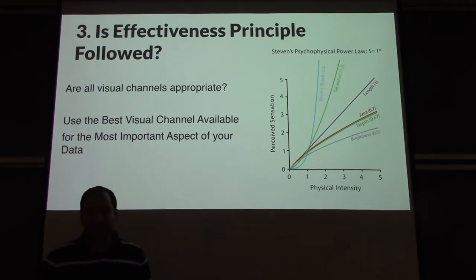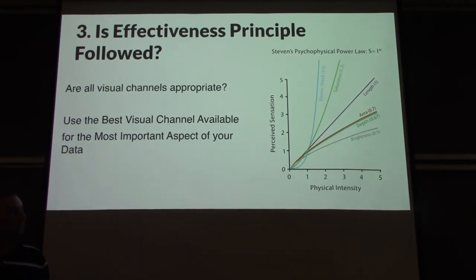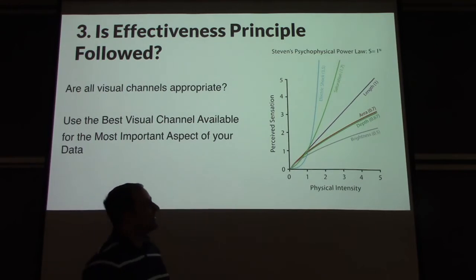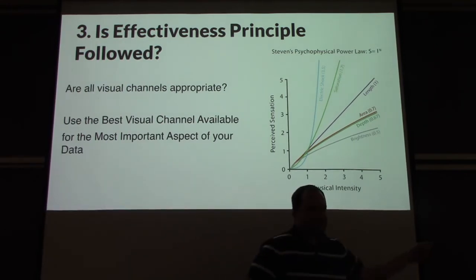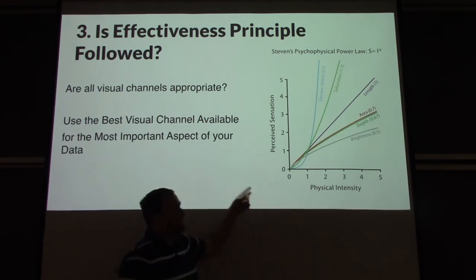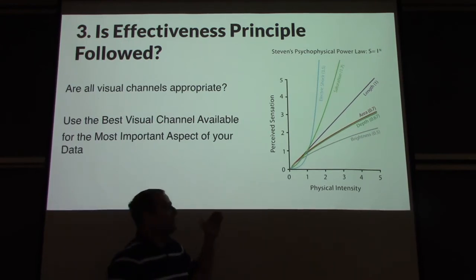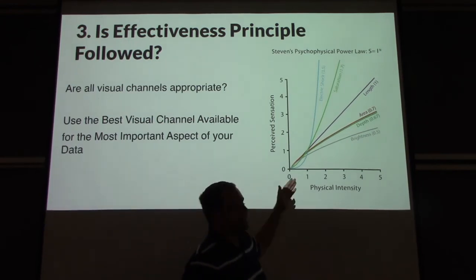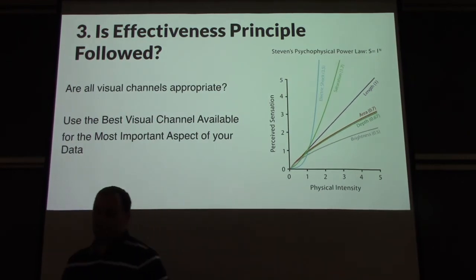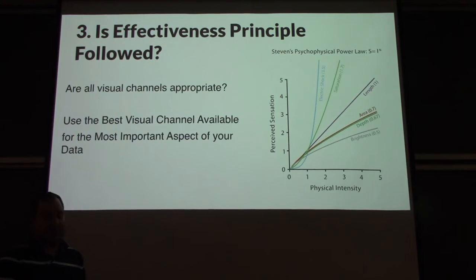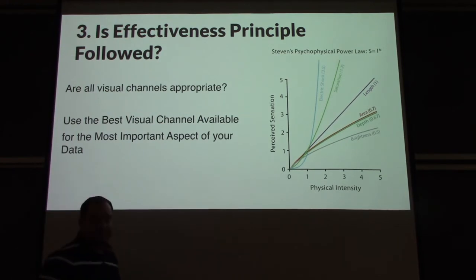And you remember Stevens' psychophysical power law, which is essentially the background of why we have a ranking of different channels. There's this relationship between the physical intensity of a stimulus and the perceived sensation of it. The only linear relationship between those two is length. That's why position and length are such powerful visual variables compared to saturation or area or brightness.